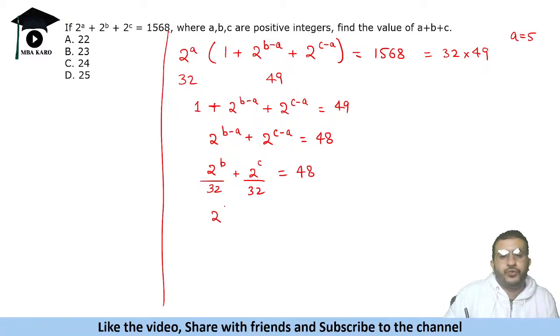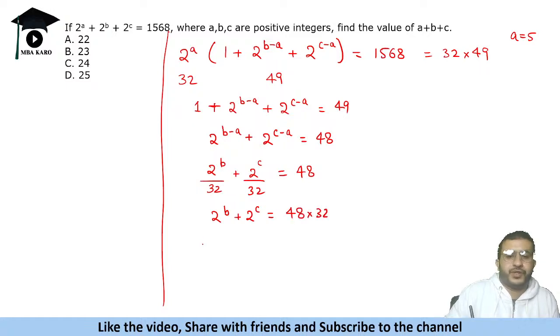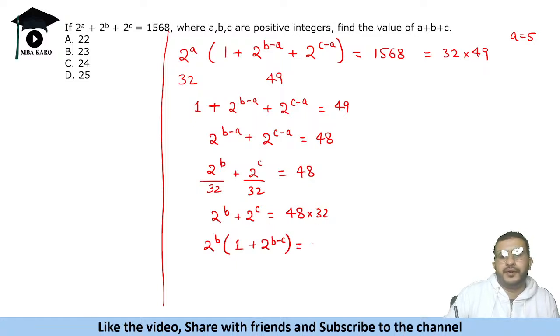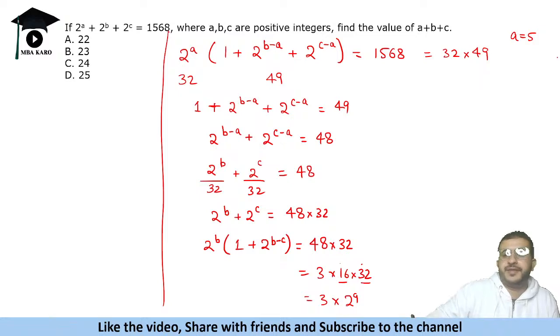So this gives us 2 to the power B plus 2 to the power C is equal to 48 into 32. We can take 2 to the power B common, 1 plus 2 to the power B minus C is equal to, like, 4 plus 5, 9. So B is 9.